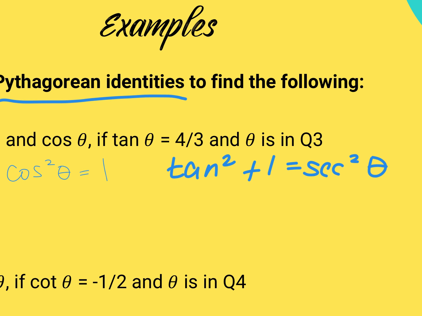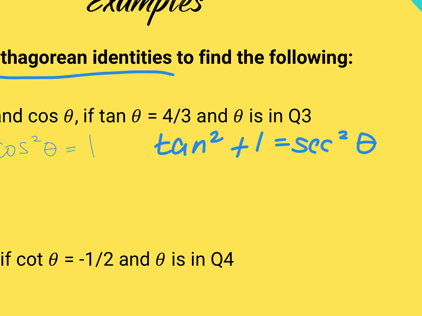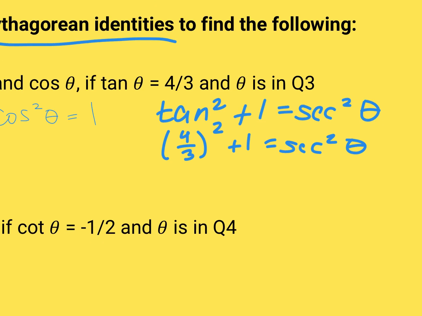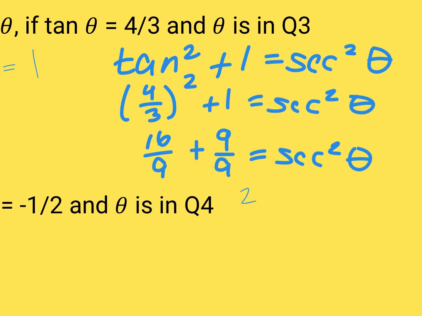You guys agree? Okay. So what is the tangent? 4/3. I'm going to square it, plus 1 equals secant squared. When I square 4/3, what do I get? 16/9. Are you guys okay with me changing 1 to 9/9? Equals secant squared. What's 16 plus 9? So 25/9 equals secant squared. I don't want secant squared, I want what?